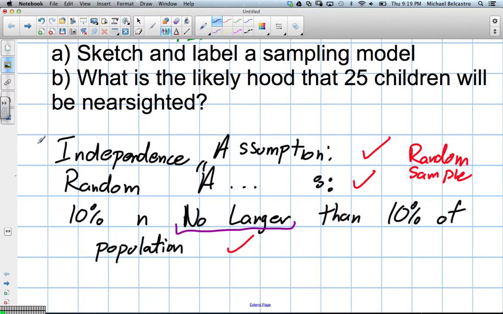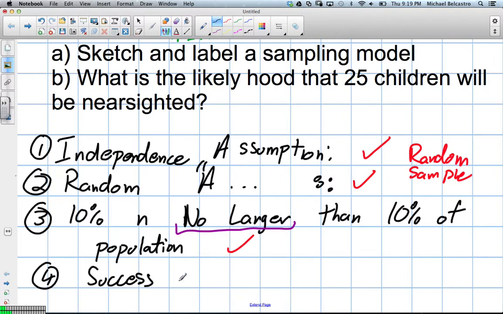So we've checked off our first thing, independence assumption. Second is the random assumption, random sample. The third one is the 10% rule, or 10% condition. And then the fourth one, number 4, is that we have to make sure of our success and failure condition.